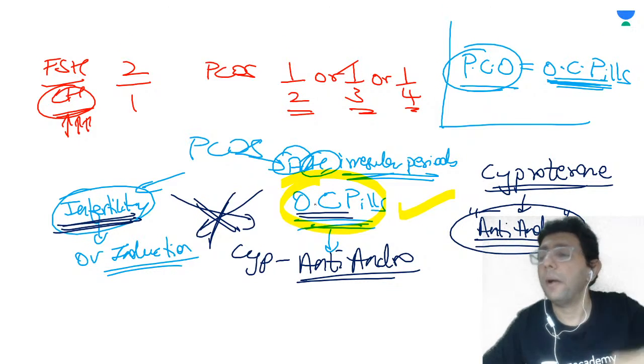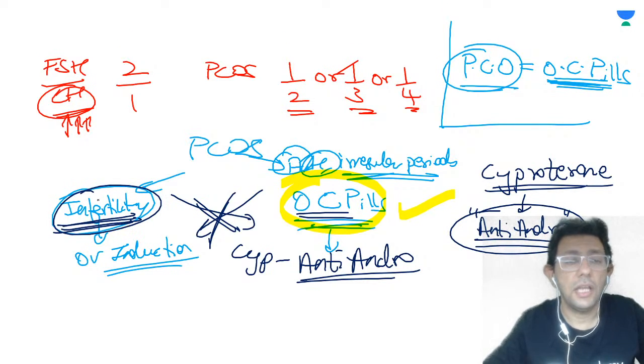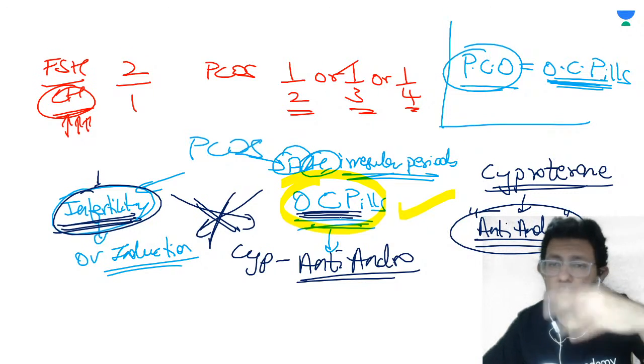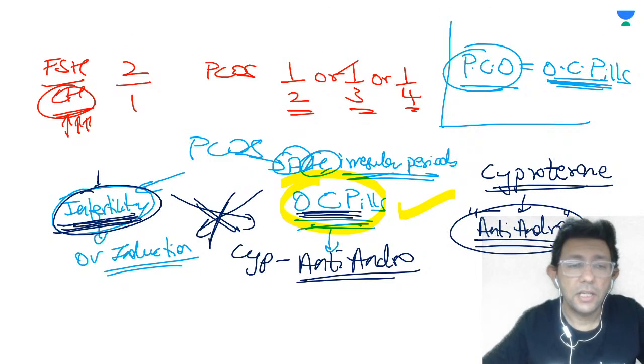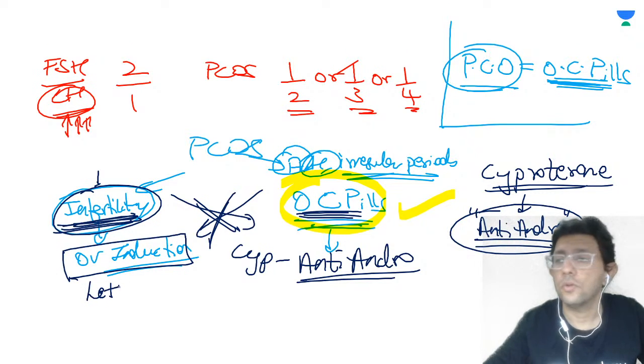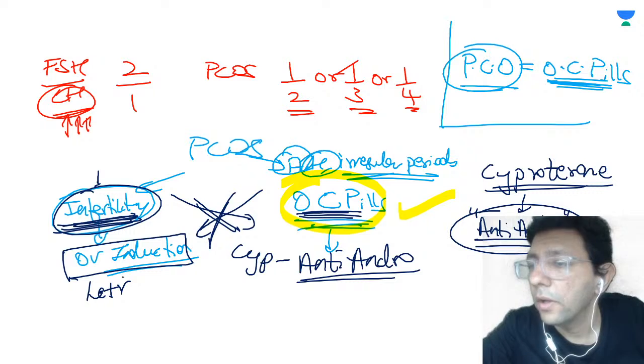The patient will say this doctor is crazy, I want babies, I want babies and the doctor is giving me birth control pills. Okay, how will she conceive? So when the patient has infertility, at that time you have to go for ovulation induction, letrozole, clomiphene, all that you have to give.